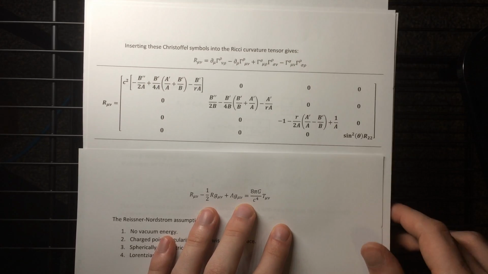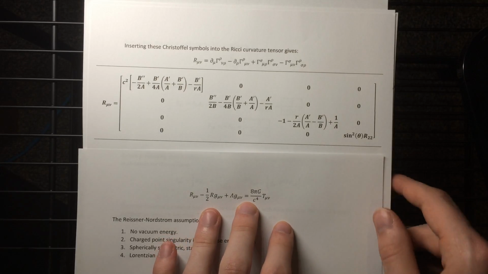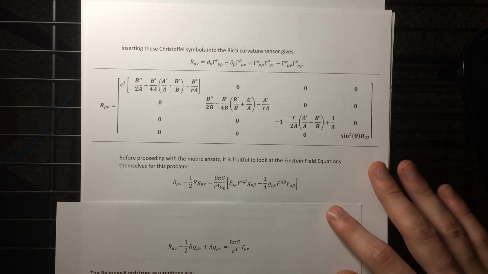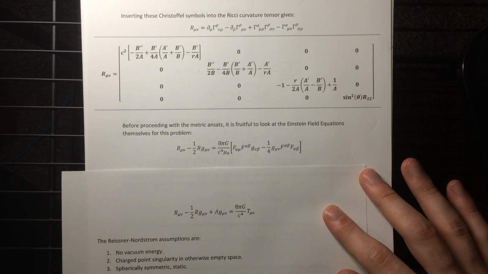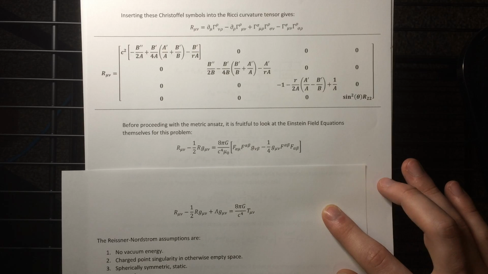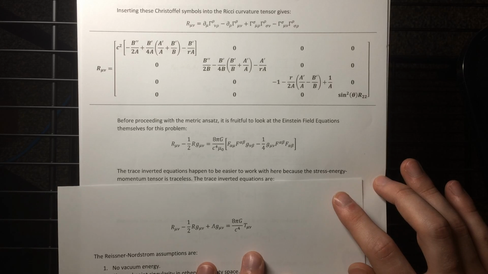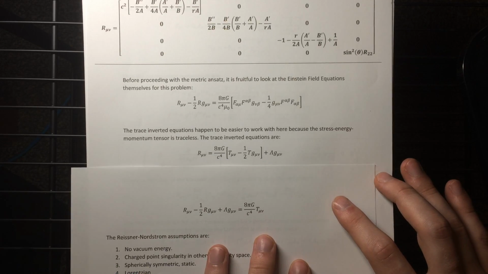So then, before proceeding with this metric ansatz, it is fruitful to look at the Einstein field equations themselves for this problem. So the Maxwell-Einstein equations, which are just those. The trace inverted equations happen to be easier to work with here because the Maxwell stress energy tensor is traceless. So the trace inverted equations for the totally general case, even with a cosmological constant, are those, which again, hopefully you've seen before.